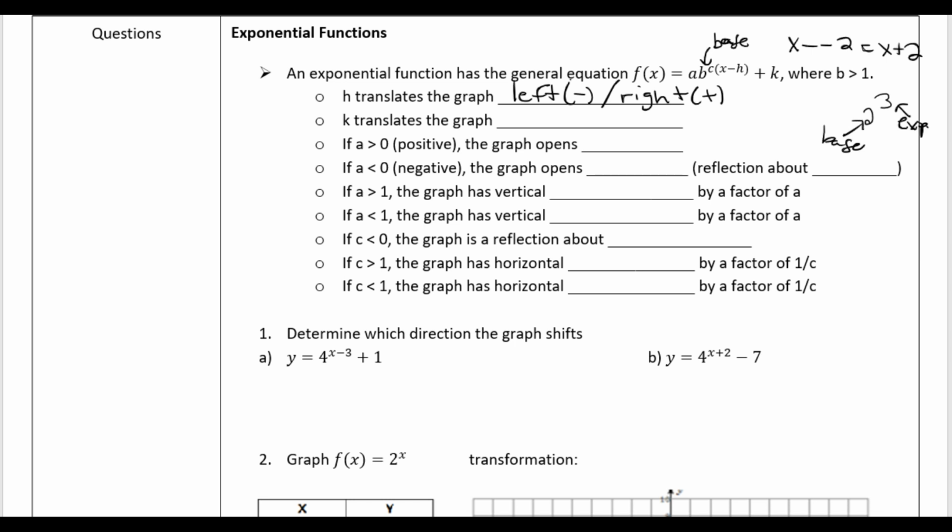For k, if k is positive, then this sign is positive, which means it's going up. If k is negative, then this is negative, which means it's going down. Okay, so that takes care of h and k. Now for the a, if a is bigger than 0, so if a is positive, then the graph opens up, and if a is negative, the graph opens down.